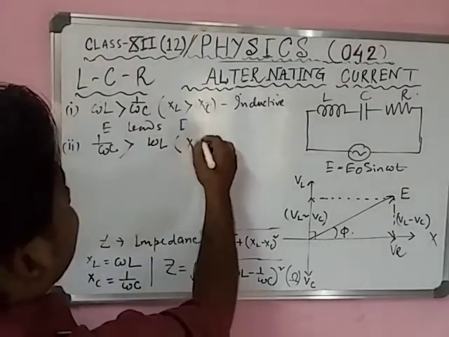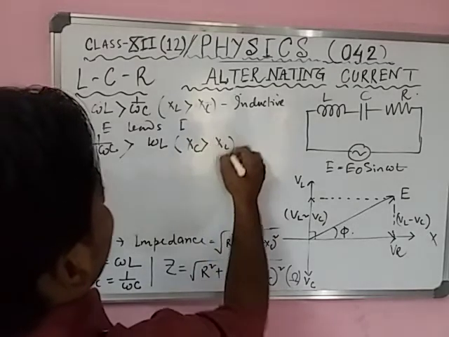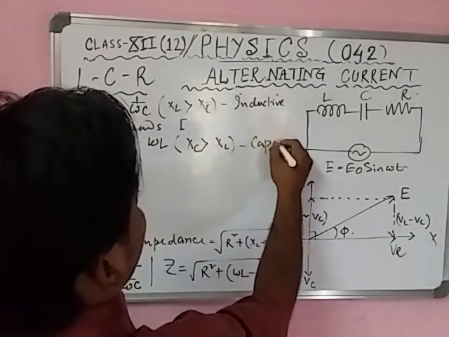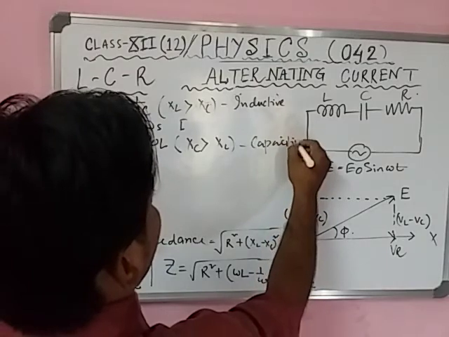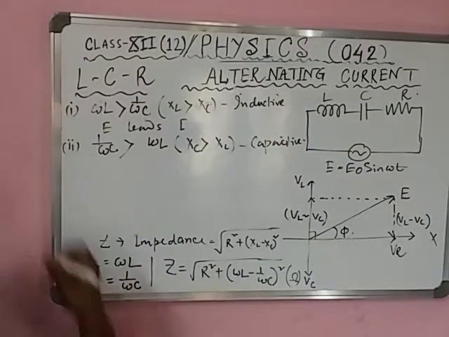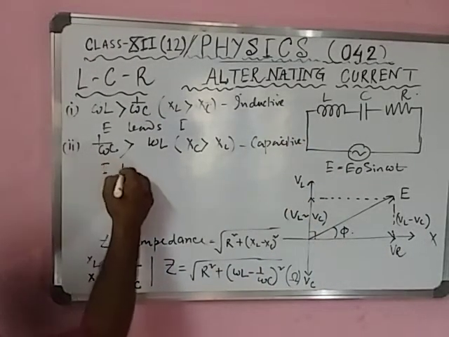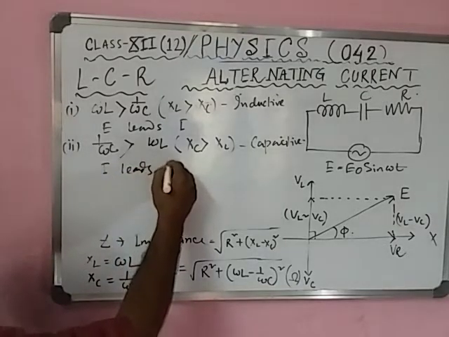Number 2, if 1 by omega C, the capacitor's part, is greater than omega L, then what happened? It means XC is greater than XL. Then this is called capacitive, rather than inductive. It means I leads E.